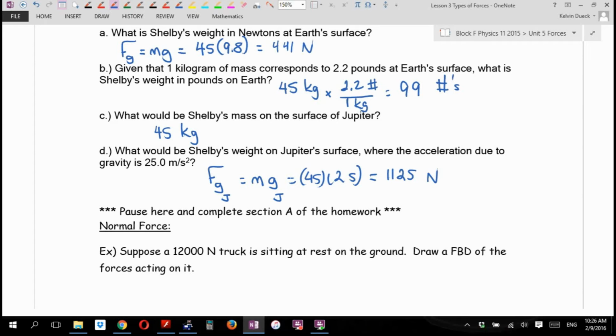Pause here and complete section A of the homework. I'm actually going to let you work on that later. I think I'm going to get about halfway through today's lesson, and then I'll let you work on this later.